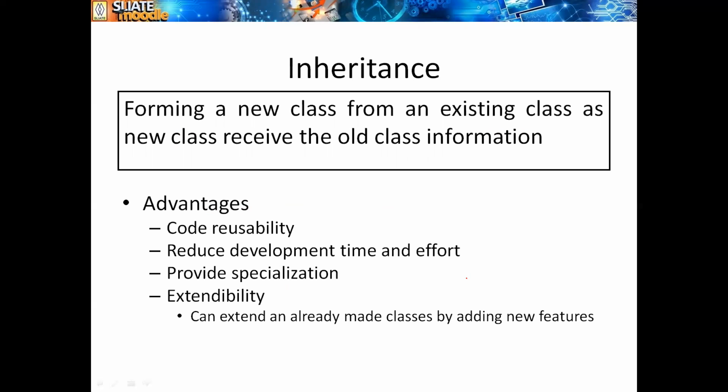Inheritance. Inheritance is very important. Forming a new class from an existing class, with the new class receiving the old class's information. For example, the Nokia 110 has the ability of sending and receiving text messages. You need to create a new phone. It should contain video talk, online chatting and conference like this, and also sending and receiving text.